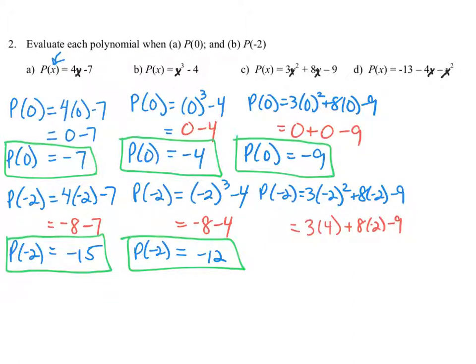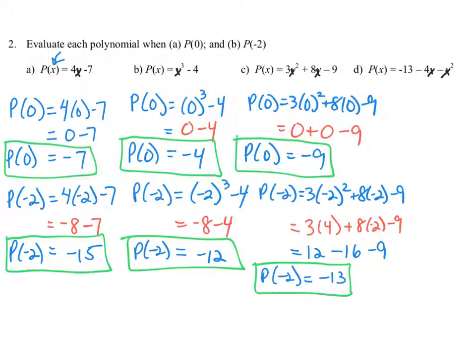Now that we've done the powers of the exponents, we can do the multiplication. 3 times 4 is 12. 8 times negative 2 is negative 16 minus 9. And then we can simplify, combine those like terms. 12 minus 16 minus 9 is negative 13. So p of negative 2 is equal to negative 13.